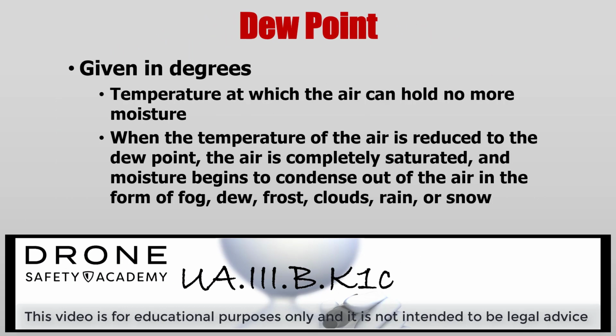Dew point. This is given in degrees, and this is the temperature at which the air can hold no more moisture. When the temperature of the air is reduced to the dew point, the air is completely saturated, and moisture begins to condense out of the air in the form of fog, dew, frost, clouds, rain, or snow.